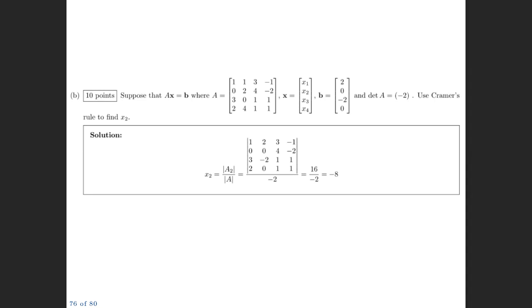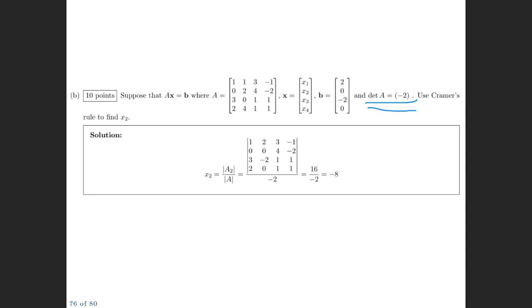Suppose that AX is equal to B, where A is this matrix and B is the vector 2, 0, minus 2, 0. And crucially, we're told that the determinant of A is -2, which is going to save us some work. Use Cramer's rule to find x2.